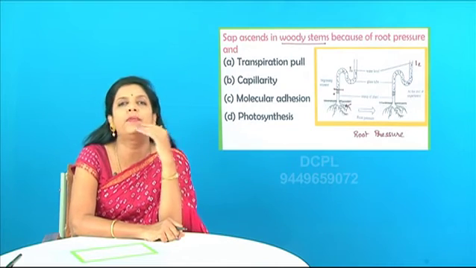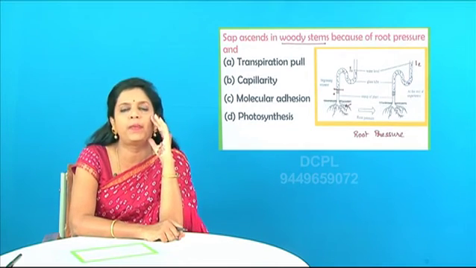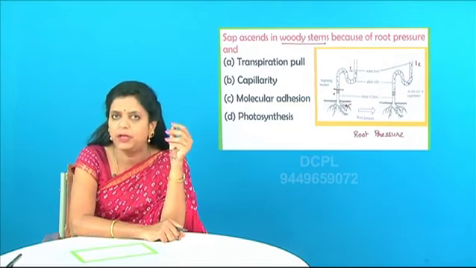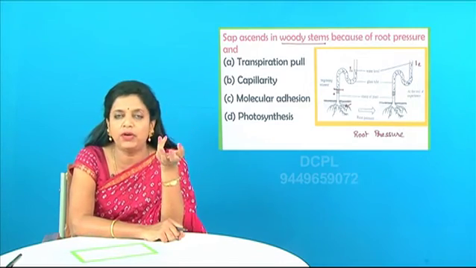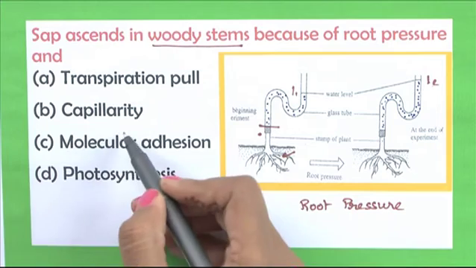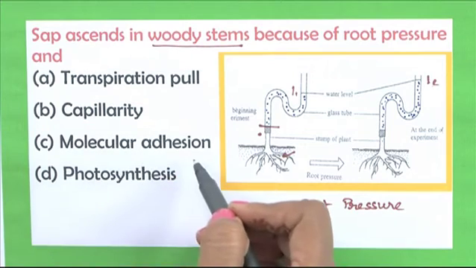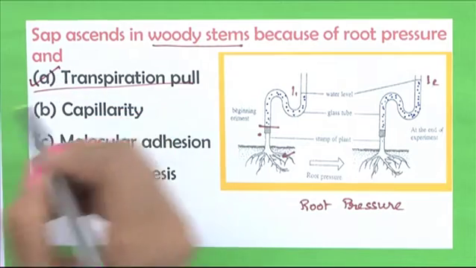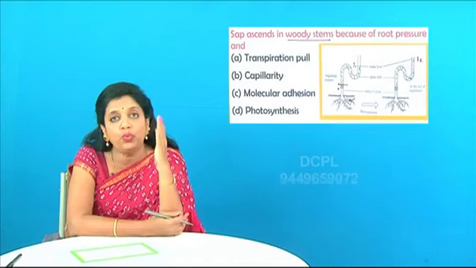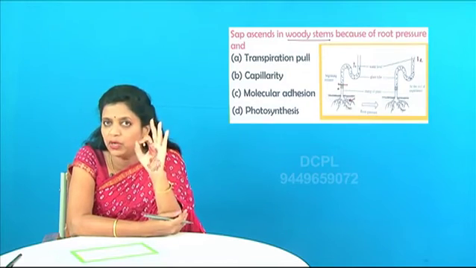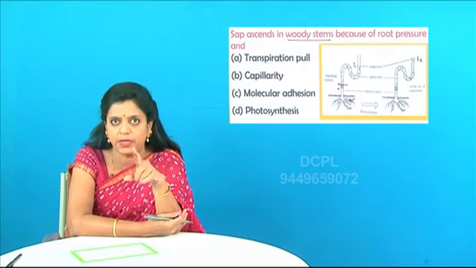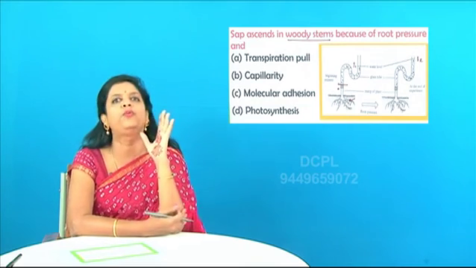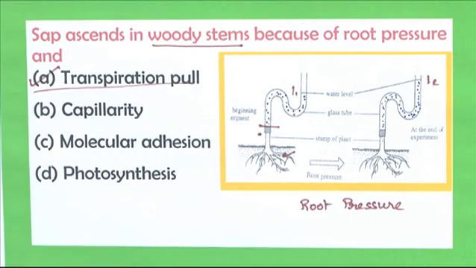Just now I gave it in the introduction that up to one level the root pressure acts, but later the transpiration pull has to happen, because in the aerial parts the leaves will lose water through transpiration, they suck the water. So, as we already discussed, it must not be capillary force, it must not be molecular adhesion, it should not be photosynthesis, it should be transpiration pull which is working along with root pressure in woody plants. See the word woody plant, in woody plants only this happens, not in the herbaceous plants. In herbaceous plants most of the time only the root pressure works. Therefore, option A is the right option.